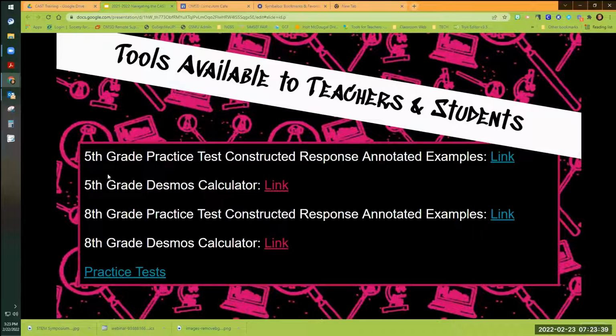So I have that for 5th grade and 8th grade. I also have the Desmos calculator link. It's a little bit different between the 5th grade and the 8th grade. 8th grade, I believe, has the scientific calculator available to them. 5th grade has a more simple calculator. And then, of course, the link to the practice test portal.